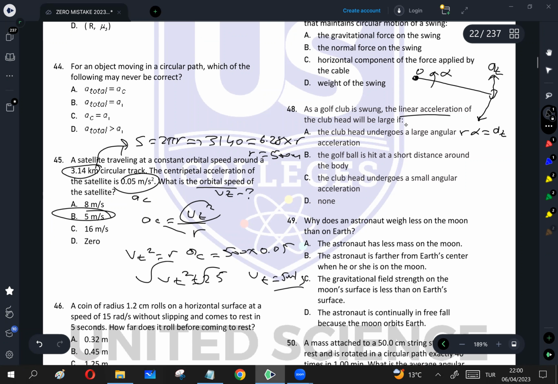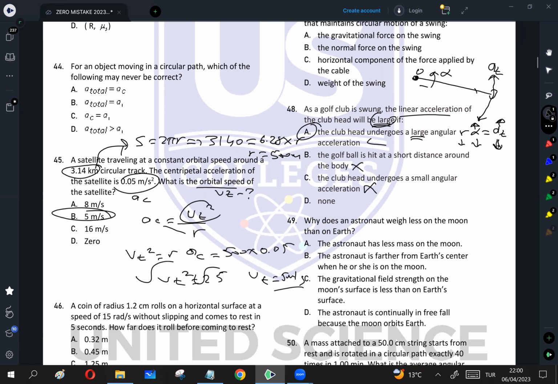So according to this, the club head undergoes large angular acceleration. If this is large, AT is also large. And both are large. This is correct. Golf ball hit a shorter distance, and R gets shorter. If you get R shorter, a smaller AT, but we want it to be large, this is not correct. Club head undergoes small angular acceleration, small linear acceleration. So this is not correct. So A is the correct answer on this question.